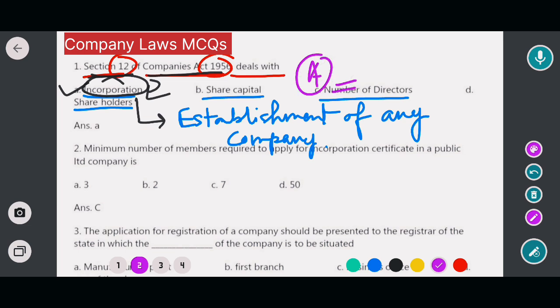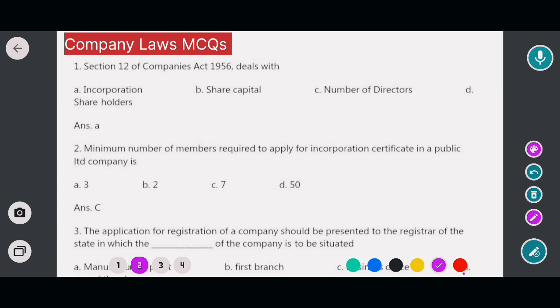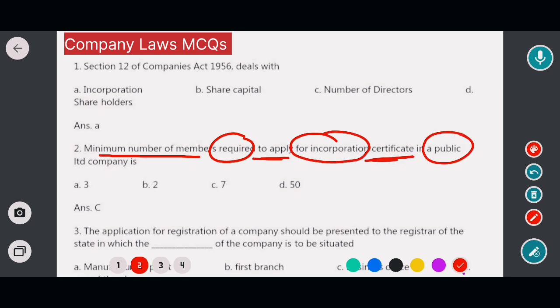Okay, so now moving to the next question. Minimum number of members required to apply for incorporation certificate in a public limited company. The options are option A 3, option B 2, option C 7 and option D 50. So in this case the correct option would be option C, 7. The minimum number of members required is 7 in case of a public company.